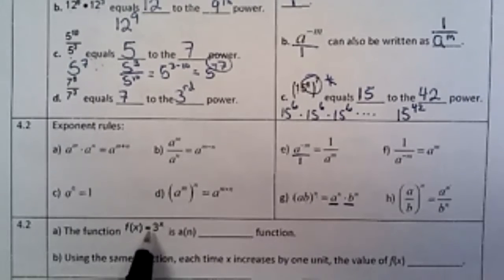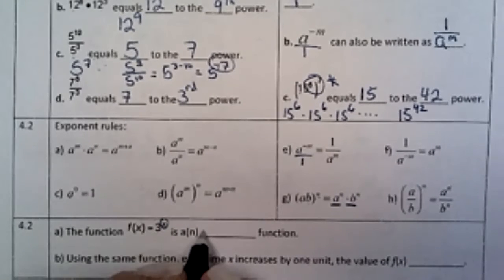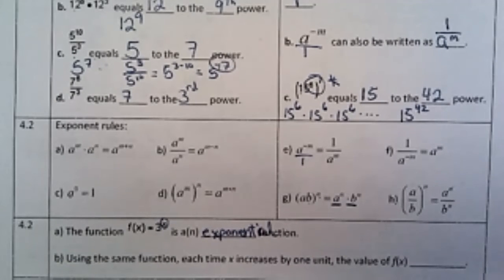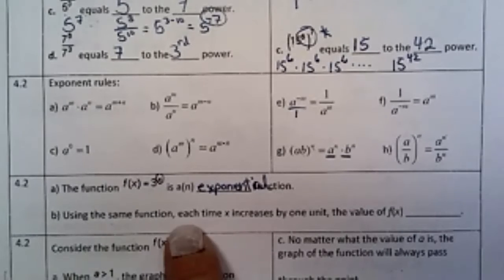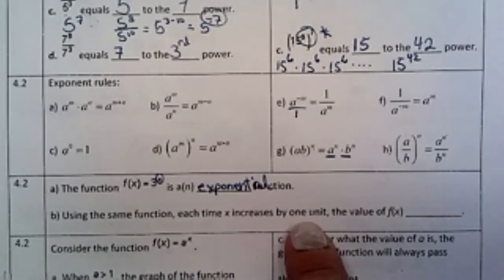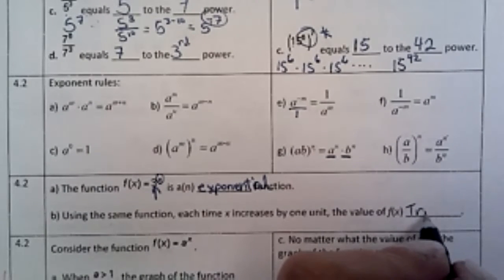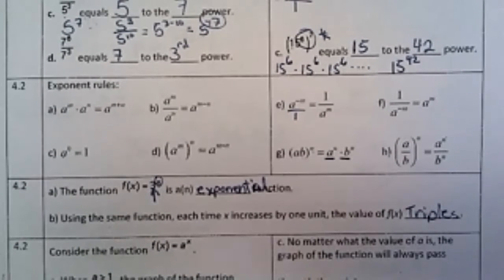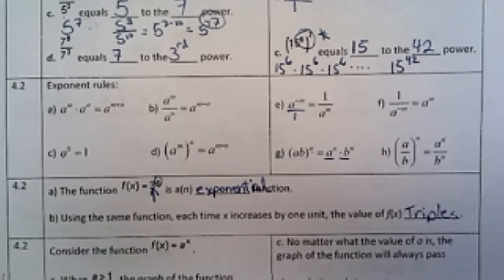Okay, so we're going to now talk about functions where the variable is the exponent. These are called exponential functions. Okay. So it's an exponential function. What this means is that every time x increases by 1, the value of the function increases by that amount. So it's going to triple, or by 3 times. So our y value triples as our x value increases by 1.